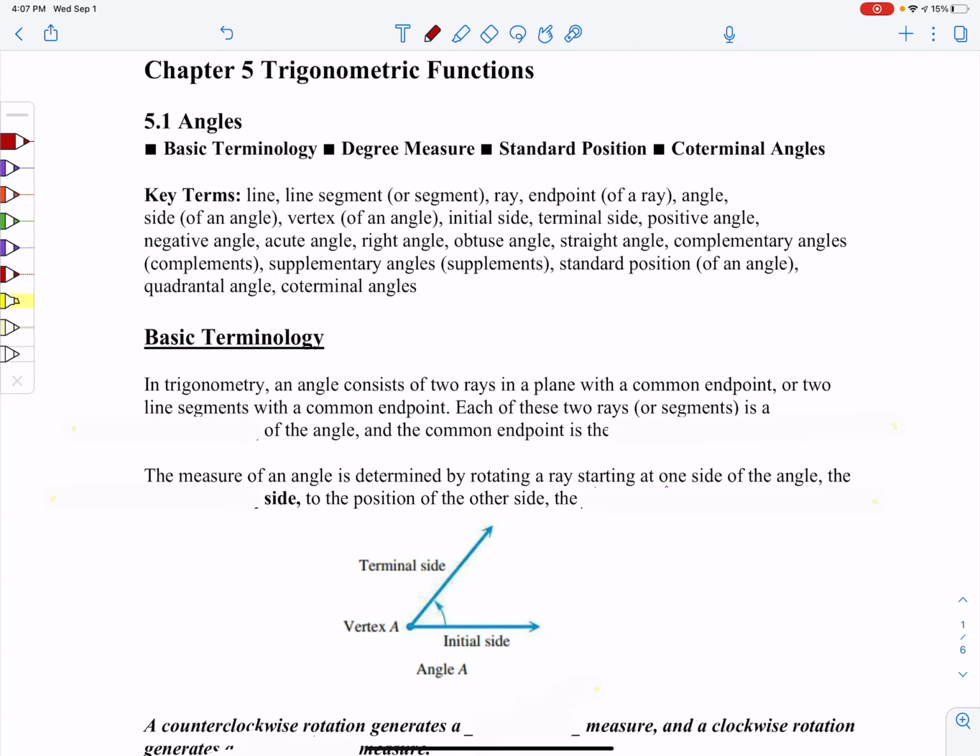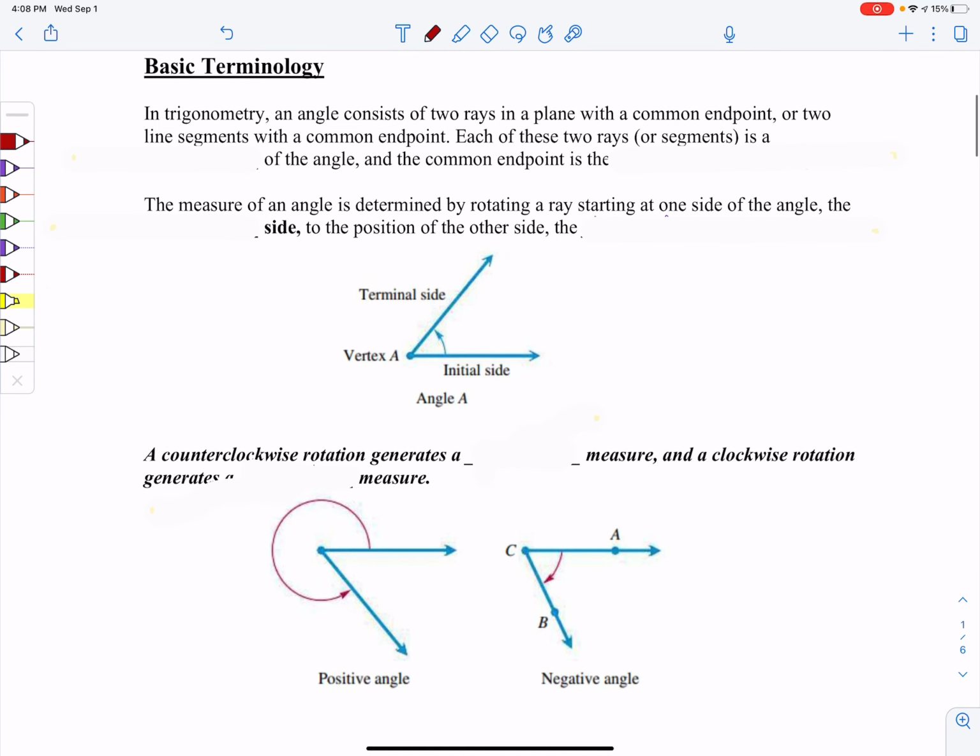This is the video on section 5.1 where I'm going to introduce to you some basic concepts about angles. We're going to go pretty quickly through this. So let's look at some basic terminology.